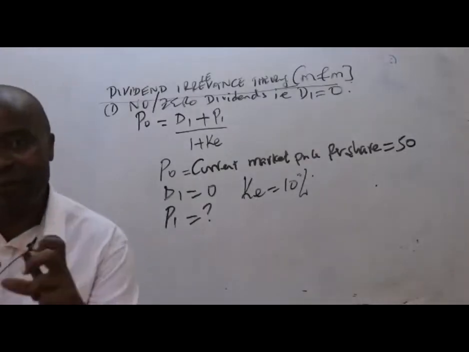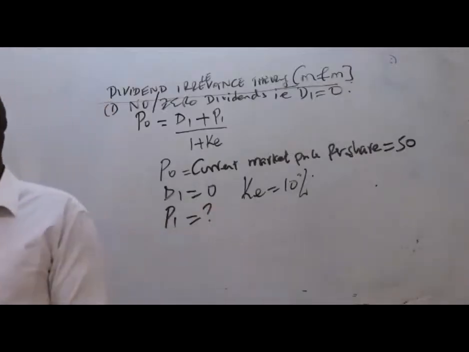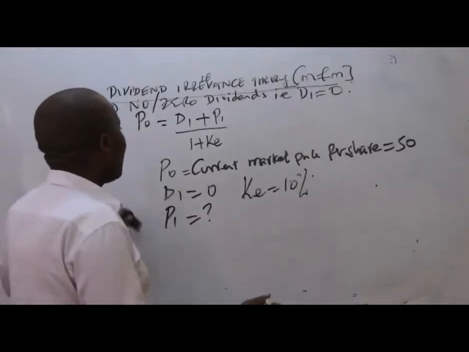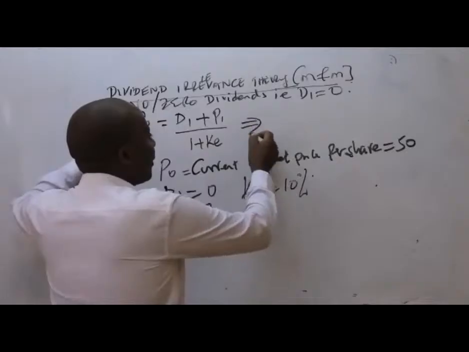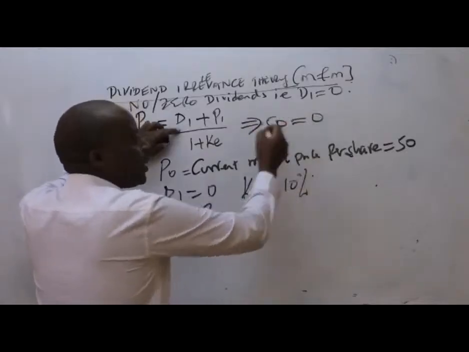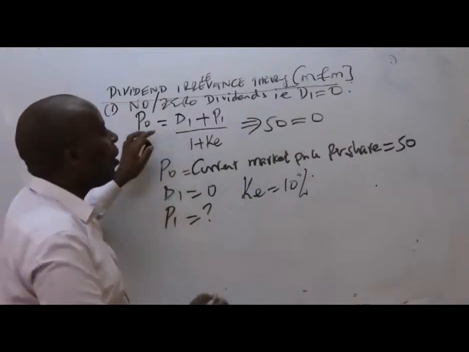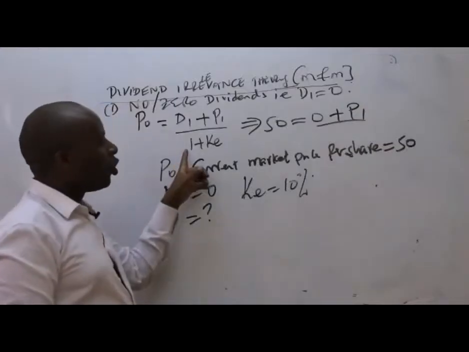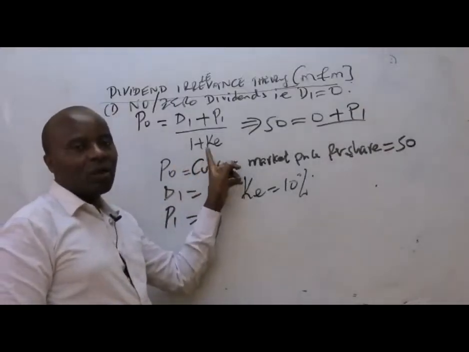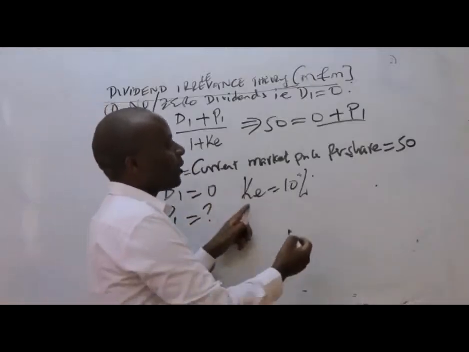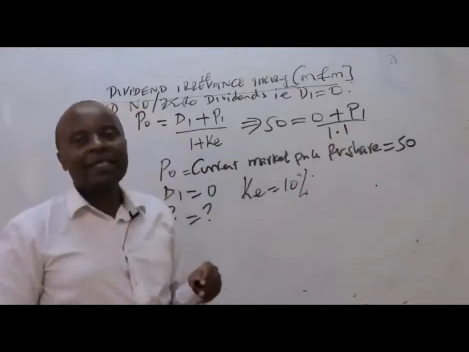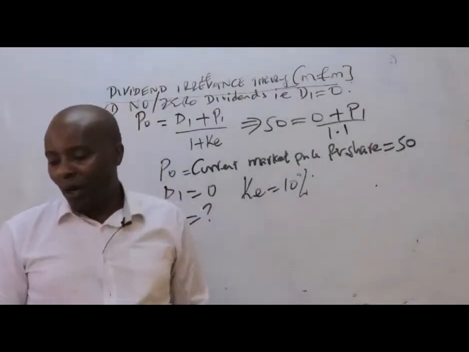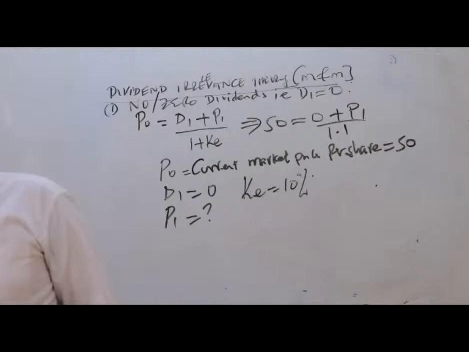Is there somebody who can make some rearrangements there? So in this case, our P0 is 50, which will be equal to D1, that is 0, plus P1, which we do not really know the value of at the moment, all over 1 plus KE, cost of equity, which is 10%. So 1 plus 10% is the same as 1.1.